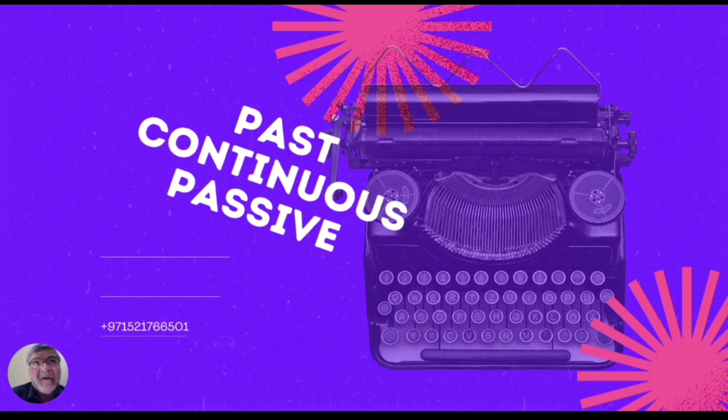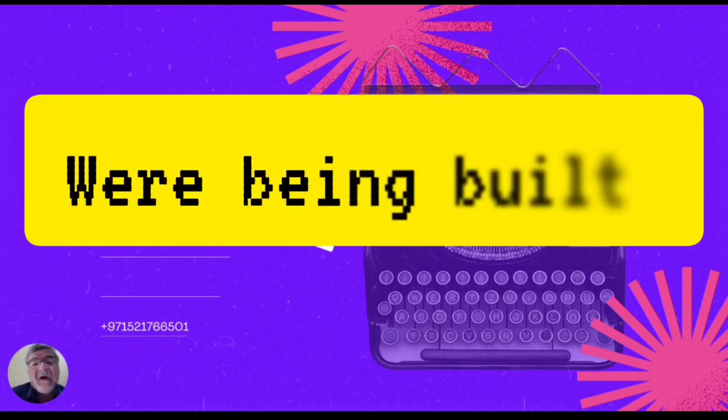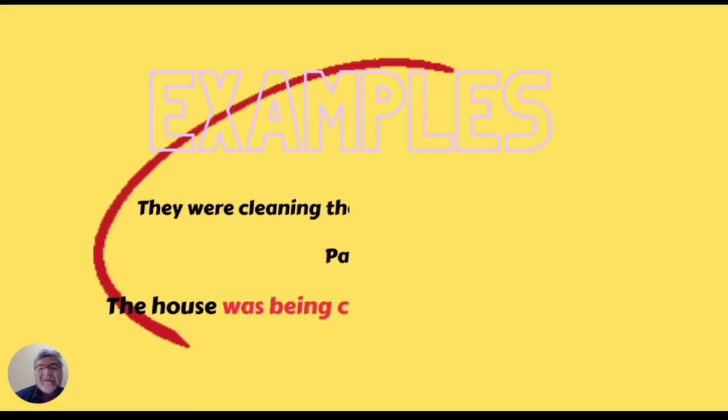Now, in the past form, if you remember, in the present continuous, we said that they are building hospitals. Hospitals are being built. But here we say they were building hospitals. So hospitals were being built. That's so easy.